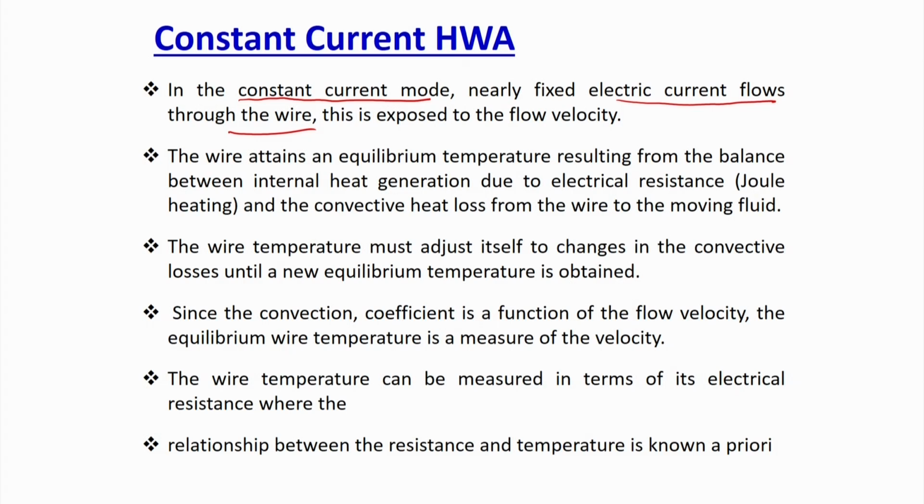To attain that, the equilibrium temperature will change. That equilibrium is between the internal heat generation due to the electrical resistance and the convective heat transfer from the wire to the moving fluid, which will get balanced. So they will be in equilibrium. That way, the wire temperature change must be adjusted with the convective loss until the equilibrium of the temperature is achieved.